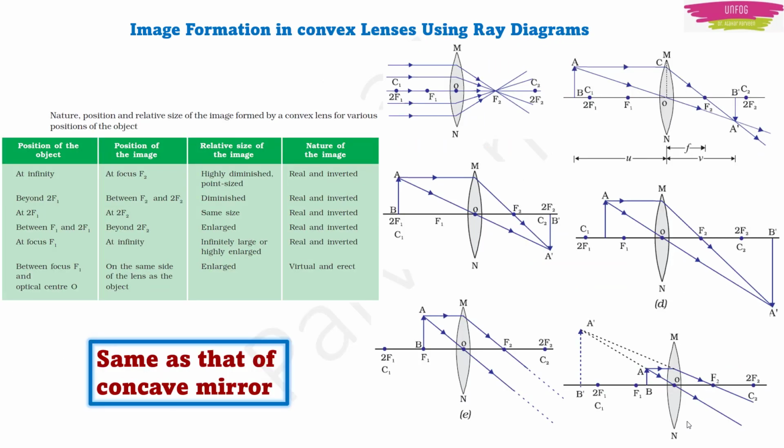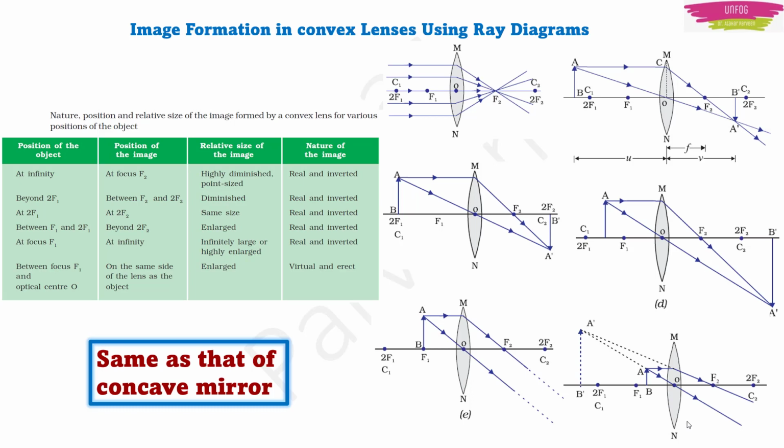Now let's talk about image formation in convex lenses using ray diagrams. The first trick I am going to give you here is that the table you are seeing here will be the same as for the concave mirror. Please note that there are two focal lengths for a lens. One is on the left hand side of the lens and the other one is on the right hand side of the lens. You can see the table. It is the same as what we were discussing for the concave mirror.